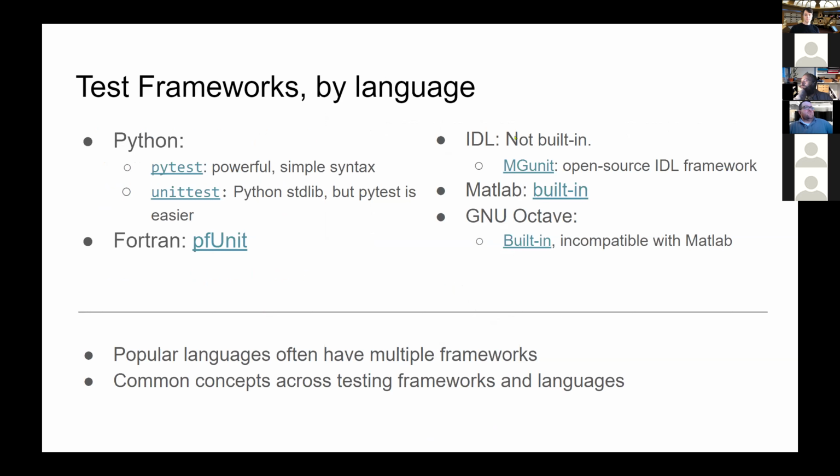Like IDL, I'm not a daily IDL user, but as far as I could see, there wasn't one built in. There's MG unit, an open source framework. MATLAB's is built in, and I do use that. I think I give an example in a later slide from MATLAB. GNU Octave also has a built-in one, but it's totally incompatible with MATLAB. That's unfortunate, but I think more people are using IDL and MATLAB versus GNU Octave, although I do support GNU Octave. For Fortran, I mentioned pFUnit.